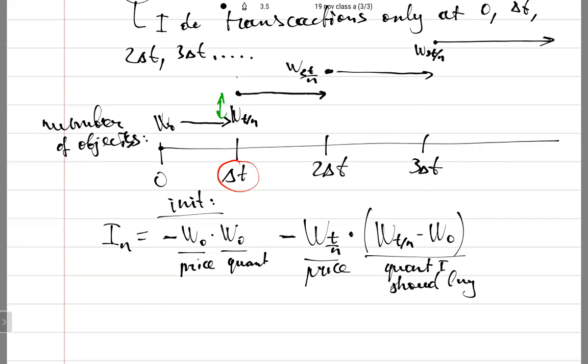What will be the price of my cup at moment 2 delta T? It is W_2TN over N, W_2TN. What is the quantity I should buy? The difference between W_2TN and W_TN.